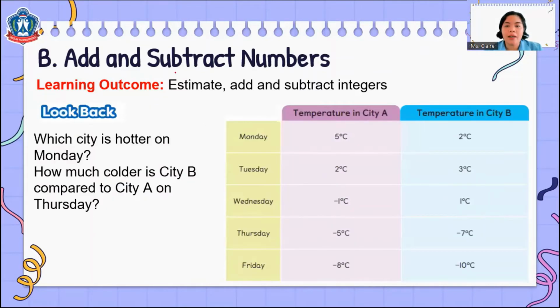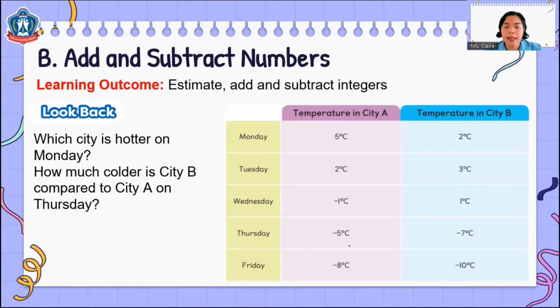Okay, take a look here. I have here a table between two cities. We have city A and city B. Which city is hotter on Monday? Is it city A or B? How much colder is city B compared to city A on Thursday?